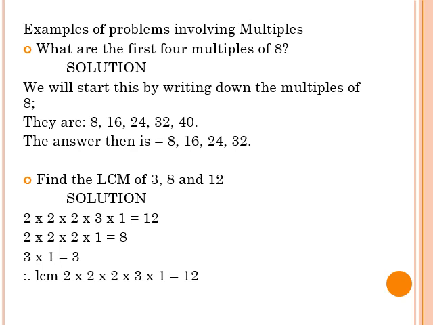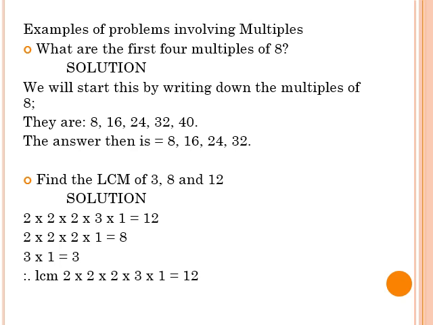Now we'll move on to the next example, which says find the LCM of 3, 8, and 12. Find the LCM, the lowest common multiple of what? 3, 8, and 12. Now, to get the LCM of a number, we have to express the number as what? As a product of their factors. As a product of their lowest what? Factors. Good. Now, of their lowest common factors, sorry.